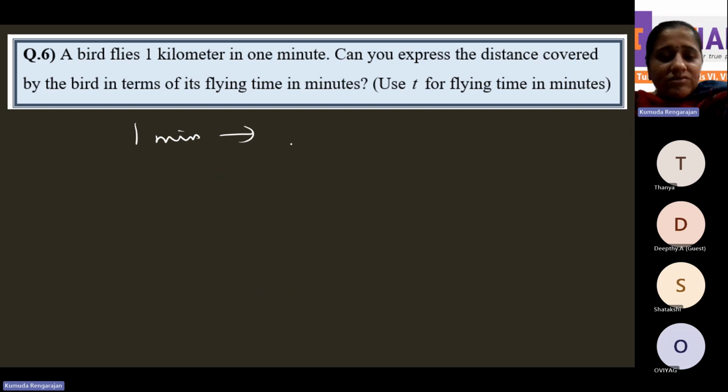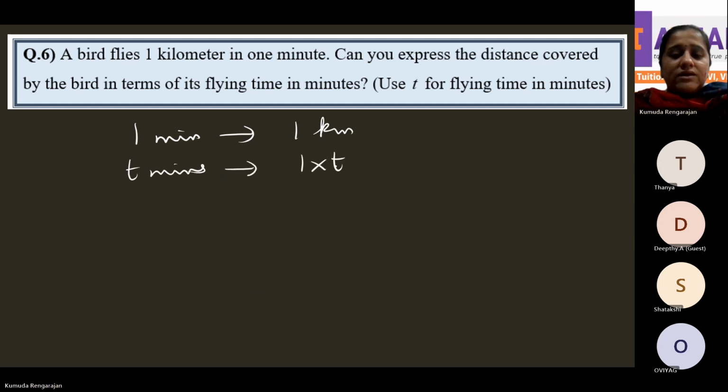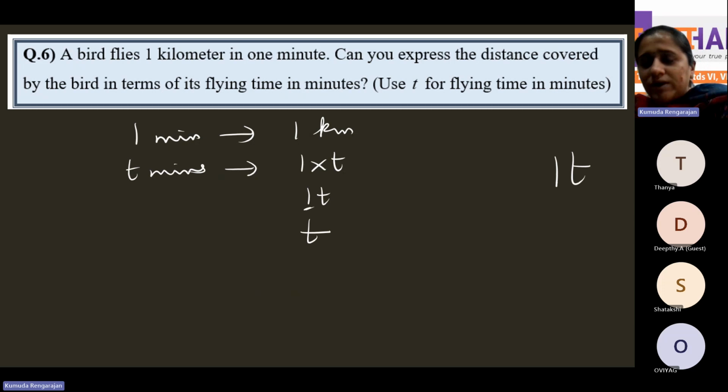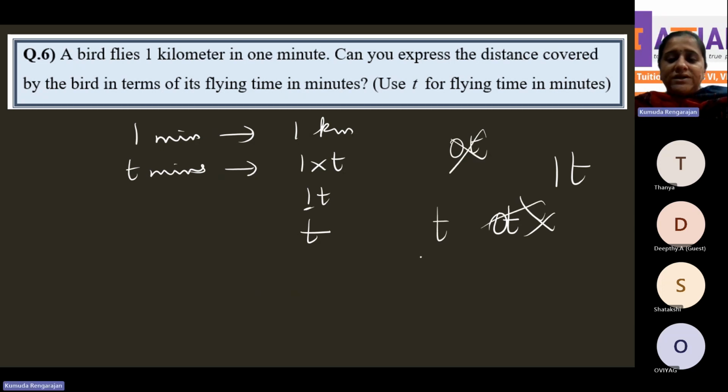You have to write the statements. It's on the next slide. So in 1 minute, it covers 1 kilometer. So in t minutes, it will cover 1 into t. That is 1 t. If it is 1, you just ignore it. Simply t. Because t means 1 t. If you write t, it is not 0 t. T means 1 t.